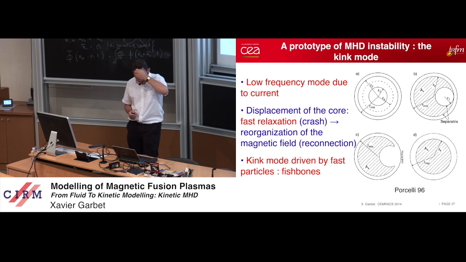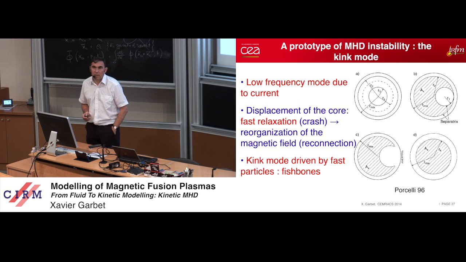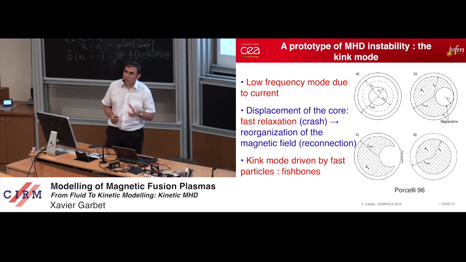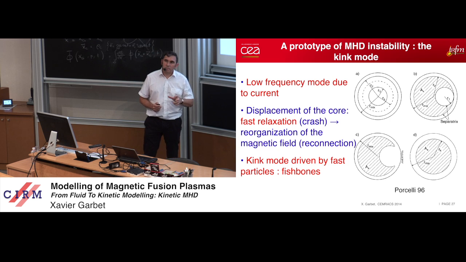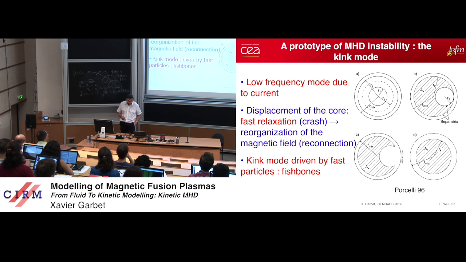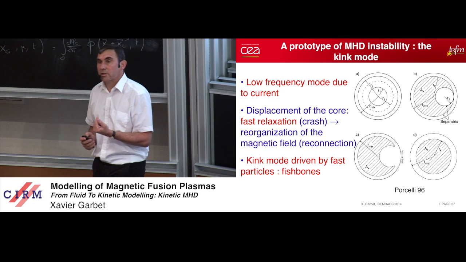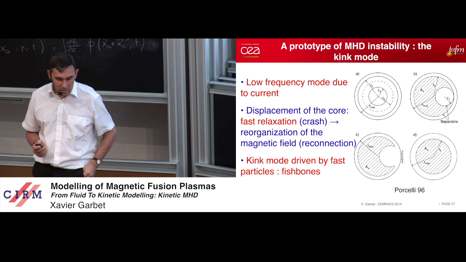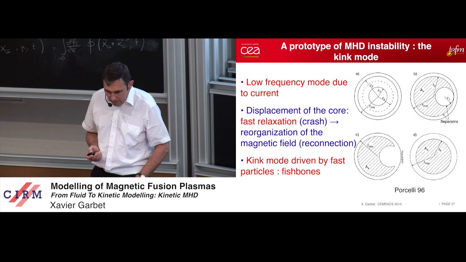So what is the kink mode? I'm not going to go into the details, but the kink mode is essentially driven by the current in the tokamak, and it corresponds to a helical displacement of your plasma. This helical displacement has helicity 1, which would correspond in terms of field lines to a safety factor equal to 1. In other words, a field line that would make one turn in the toroidal direction and one turn in the poloidal direction to bite its tail.